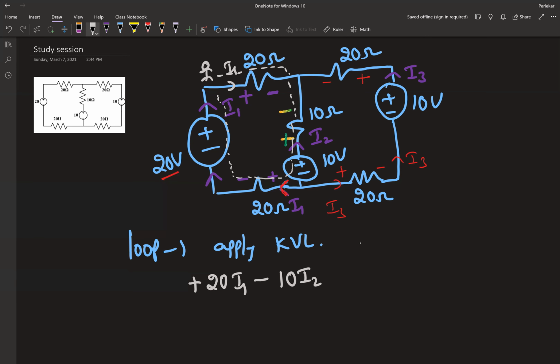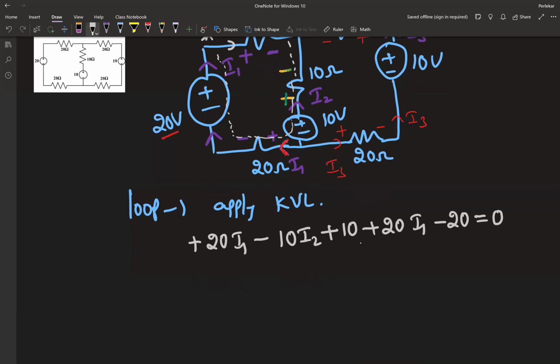And then I'm entering the positive terminal, so plus 10. And then I'm entering the positive terminal, plus 20 I1. I'm entering the negative terminal, negative 20. And I came back to the same point, so this must be equal to 0. This is our loop 1 equation. So I have 40 I1 minus 10 I2 minus 10 plus 10 minus 20 equal to minus 10. If I take it to the other side, that will be 10. This is my equation 1.